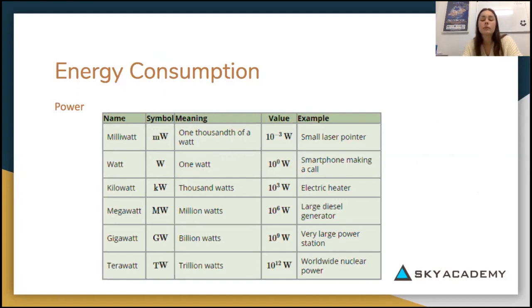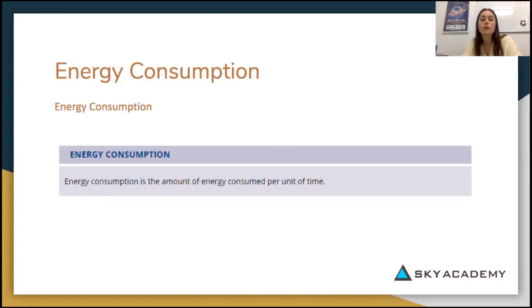So energy consumption is the amount of energy consumed per unit of time. For example, we want to figure out how much energy a heater will use over 30 minutes. That's what energy consumption is: how much energy something uses over a specific period of time.